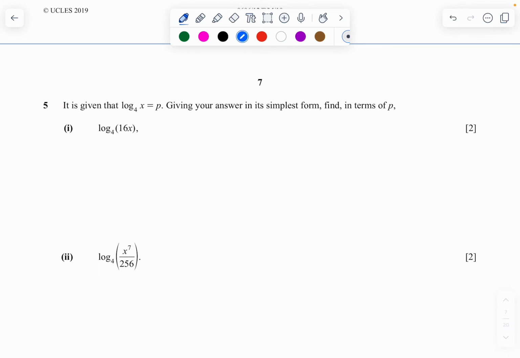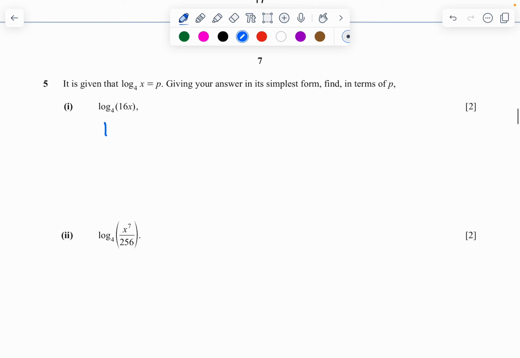Okay, it is given that log base 4 x equal to p, giving your answer in its simplest form. Okay, so I'm writing log 4. I'm using the multiplication law and I will separate it. Okay, so now we know that this is p.